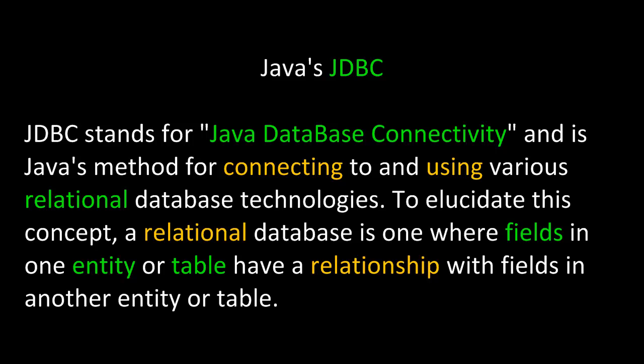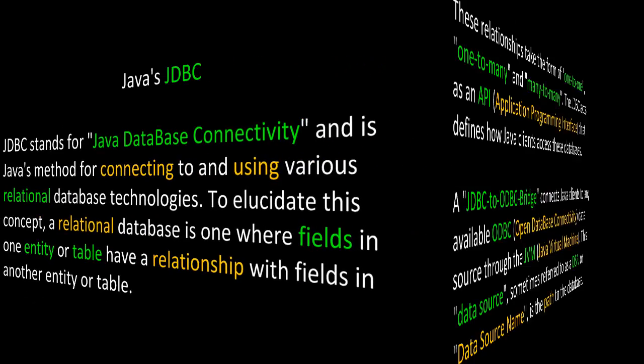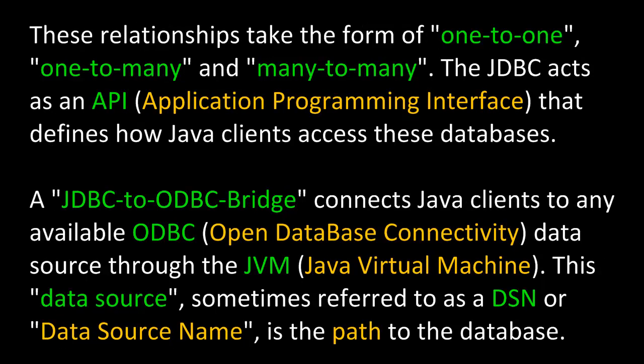So what exactly is Java's JDBC? JDBC stands for Java Database Connectivity, and is Java's method for connecting to and using various relational database technologies. To elucidate this concept, a relational database is one where fields in one entity or table have a relationship with fields in another entity or table. These relationships take the form of one-to-one, one-to-many, and many-to-many. The JDBC acts as an API, or application programming interface, that defines how Java clients access these databases.